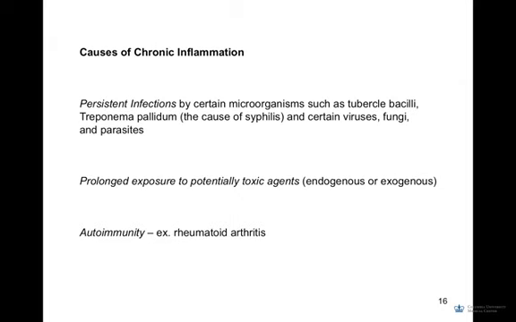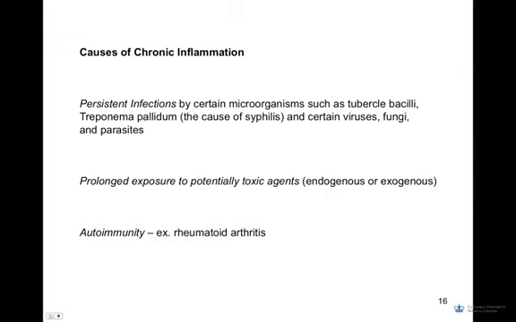Number one, persistent infections. There are some microorganisms that are particularly difficult for our body to remove, to completely eradicate. And so they tend to cause persistent injury to these tissue beds. And that includes infections such as the infection that causes syphilis, certain viruses like the hepatitis virus, certain fungal infections, and certain parasites. Okay? So persistent infections can cause chronic inflammation.